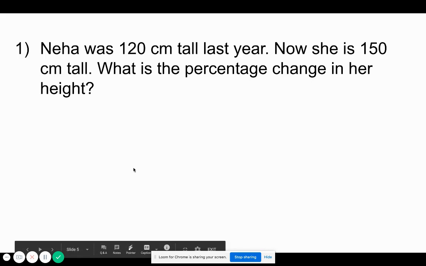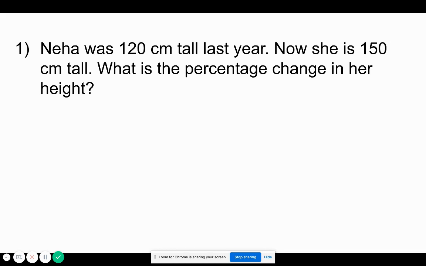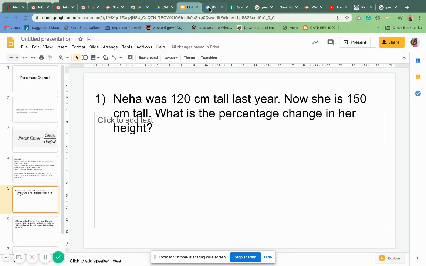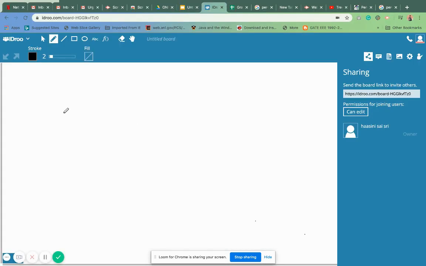Now, let's look at this particular problem. Neha was 120 centimeter tall last year. Now she is 150 centimeter tall. What is the percentage change in her height? To solve this particular problem, every time you solve percentage change problems, you're going to draw a flow chart. The flow chart will clarify the process for you. Please make it a norm that you always draw the flow chart.